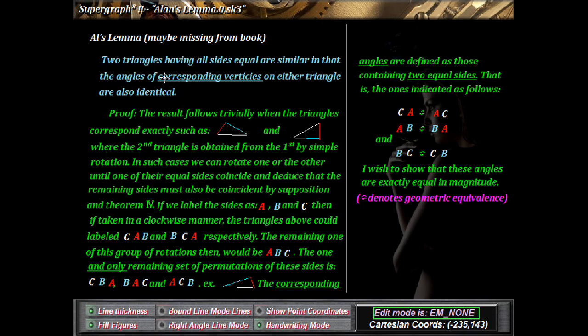Now, first, I haven't mentioned mirrors. I said the result follows trivially when the triangles correspond exactly. This is an exact correspondence. Assuming same color means equal sides, right? These triangles are trivially equal because I can obtain this one by simply rotating this one around until the reds, say, coincide, and then the other lines will coincide. It follows by that theorem.